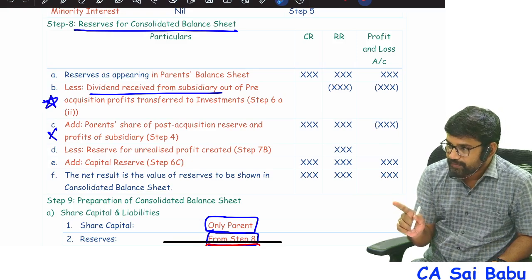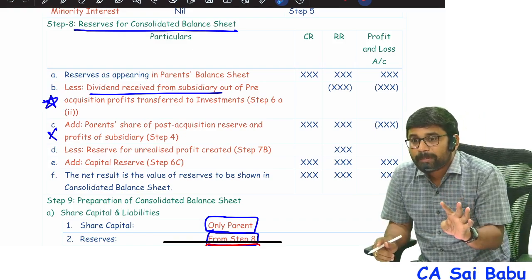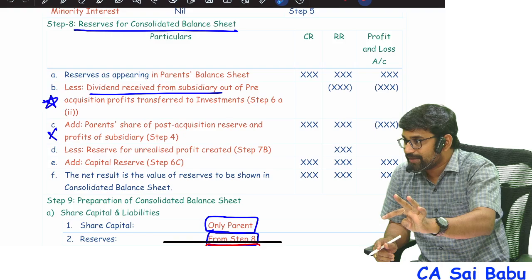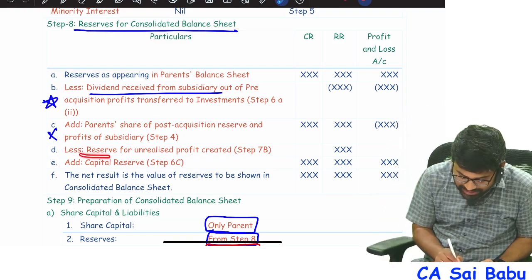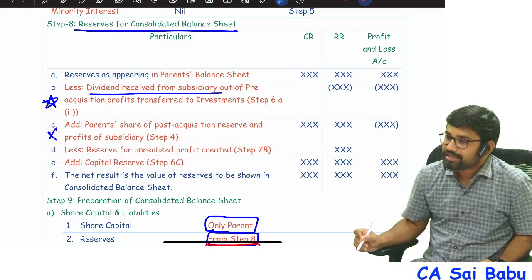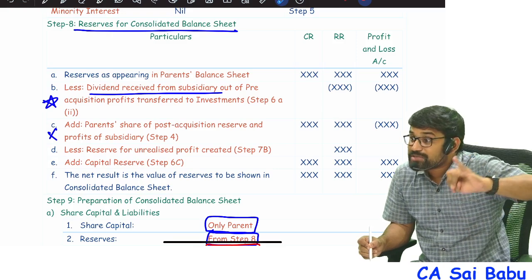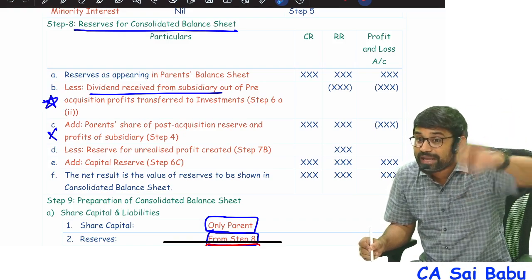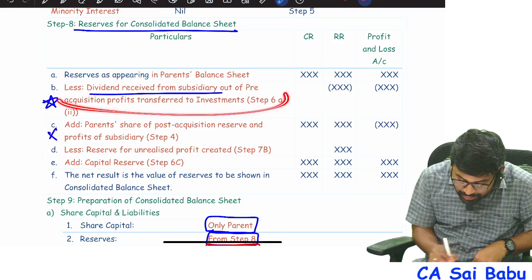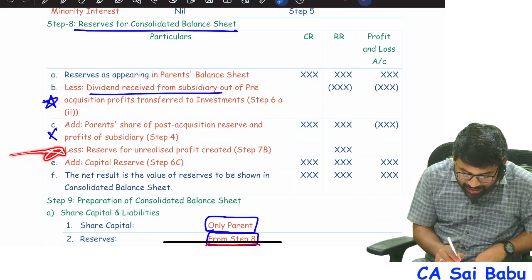Step 4, sorry, apportionment. One adjustment. Second adjustment, parent sold goods to subsidiary. In that, unrealized profit will be eliminated. See this. Reserves for unrealized profit eliminated. One more adjustment, dividend adjustment. Dividend received from subsidiary from pre-acquisition profits but wrongly included in P&L. Therefore, now we need to deduct it from the P&L account. So these three already we have discussed.